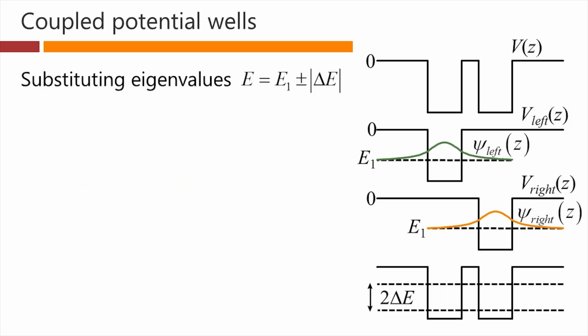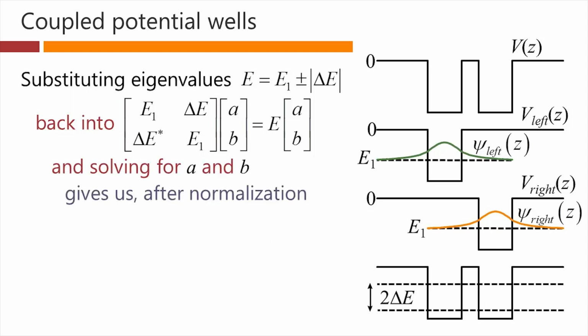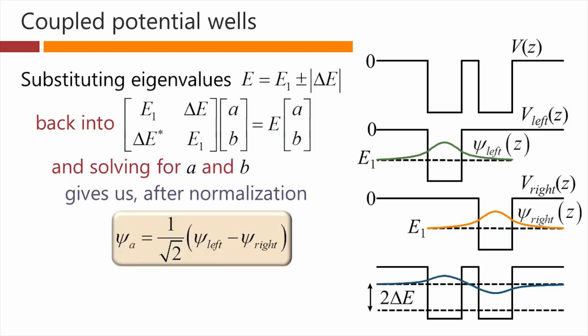So if we now take these eigenvalues that we've calculated and we substitute them back in here, that is, we choose these eigenvalues, one or other of them, we choose them one by one to figure this out, we then get linear equations that we can solve for A and B. So solving for A and B gives us, after some normalization, here's one of the solutions, psi A I'm calling it, is psi left minus psi right.